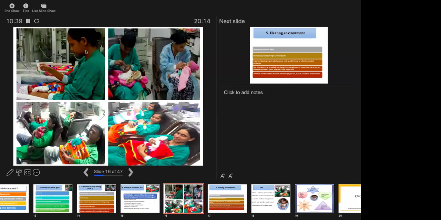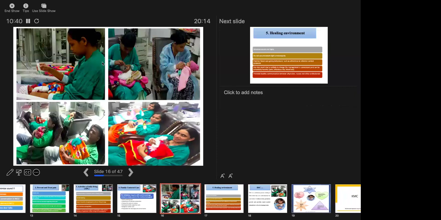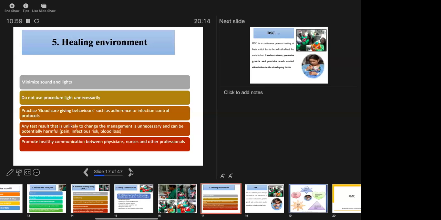So you can see here in this picture, the mother is giving OG feeding to the baby. And here you can see two mothers giving Paladai feeds. The father is giving KMC, and there are many mothers who are giving kangaroo mother care. So this is what is called family participatory care or family-centered care, that is, involvement of parents in the care of the baby.